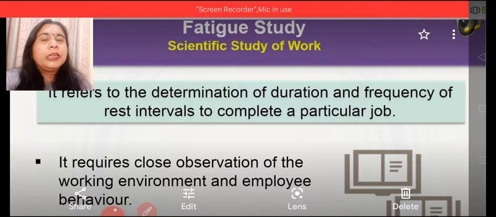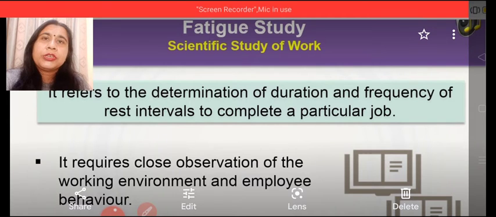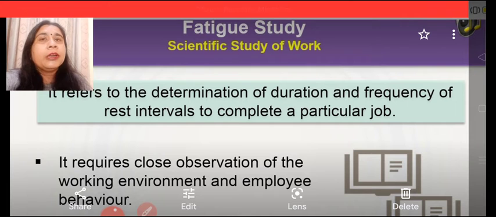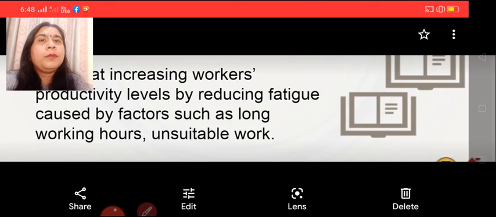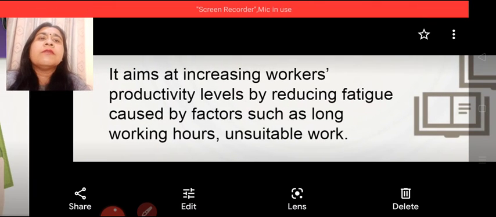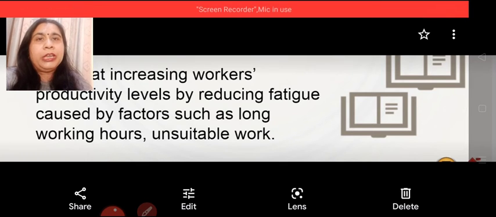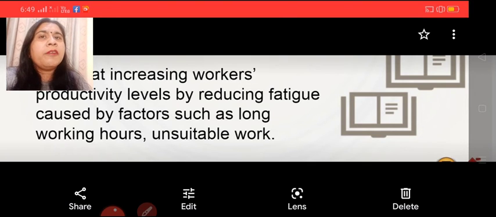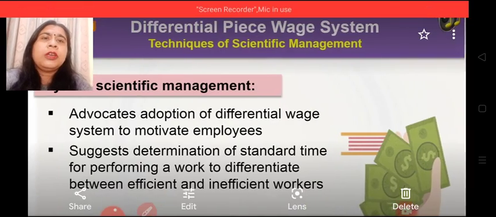Then comes the fatigue study. Fatigue means tiredness. It refers to determination of duration and frequency of rest intervals to complete a particular task. It requires close observation of working environment and employee behavior. It aims at increasing workers' productivity levels by reducing the fatigue caused by factors such as long working hours, unsuitable work, unsuitable movements. So all these are observed and proper rest intervals are given to the employees.